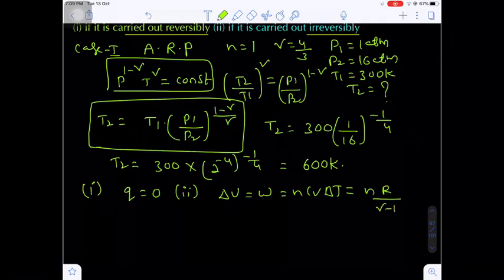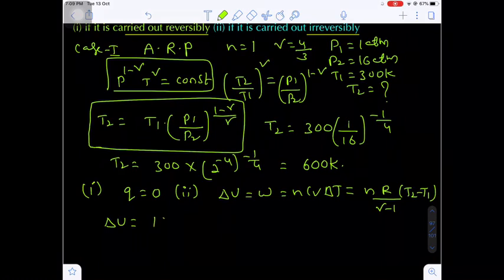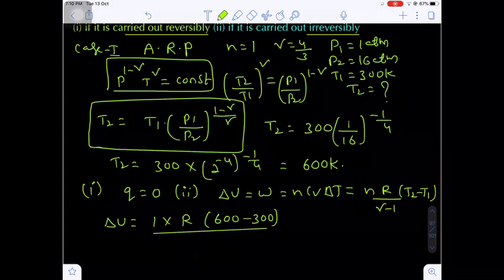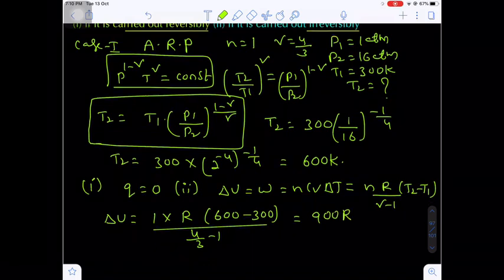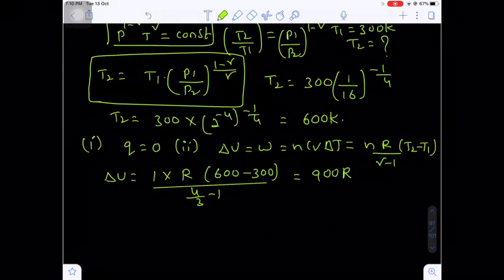N into capital R upon gamma minus 1 into T2 minus T1. After getting the final temperature, we can find the del U or work done. So del U or work done will be equal to number of moles 1, R value as it is. Now here the final temperature will be 600 Kelvin, the initial temperature will be 300 Kelvin, whole divided by gamma minus 1, that means 4 by 3 minus 1. So overall you will get 900 R, that is the work done.